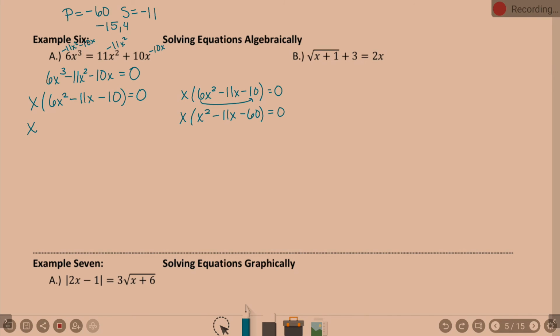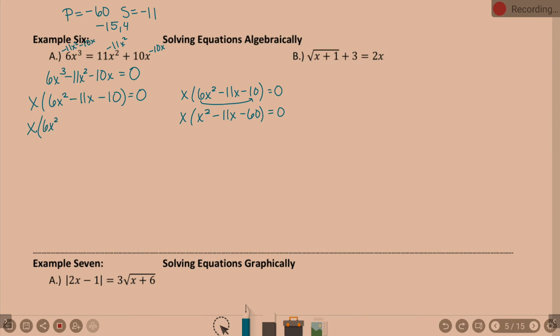15 times 4 is 60. 15 minus 4 is 11. If we're multiplying to be a negative, we need one of them negative. If we're adding to be a negative, it's the 15 that is negative, yes? Okay. So if you are a product of AC, you're splitting your middle term, aren't you?